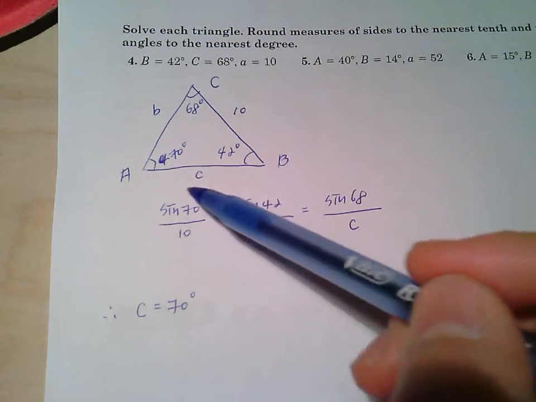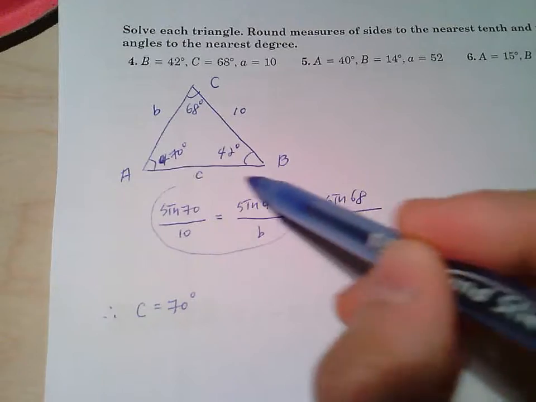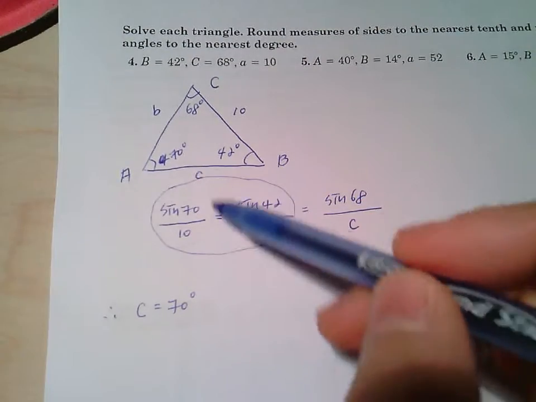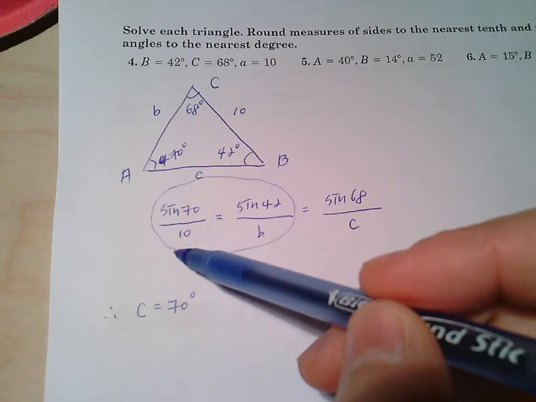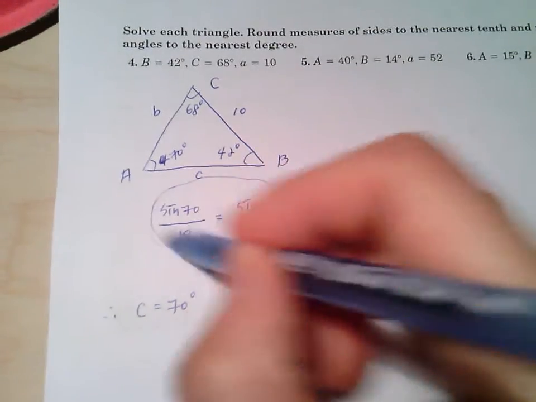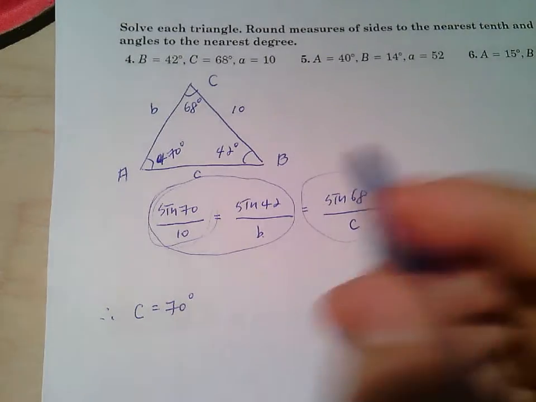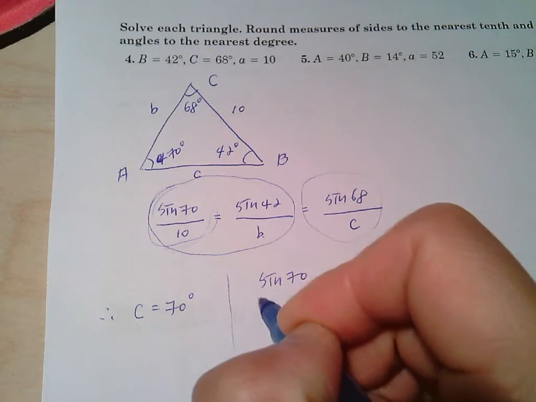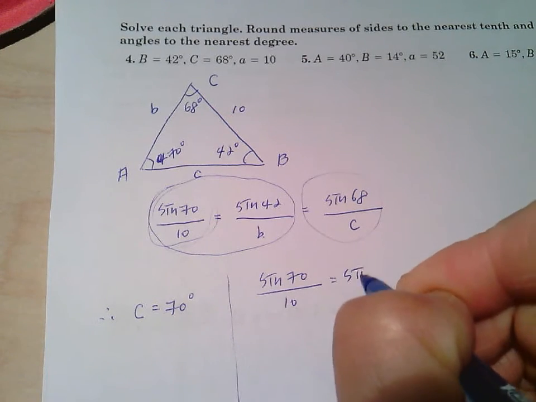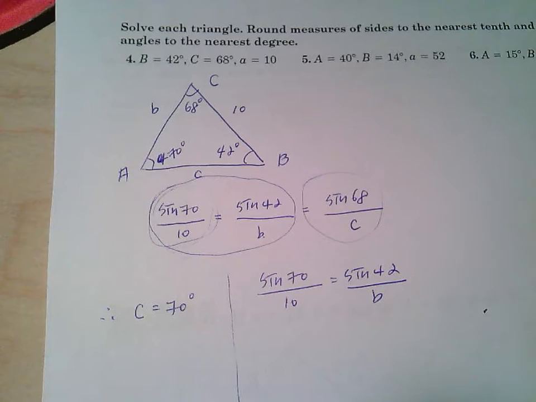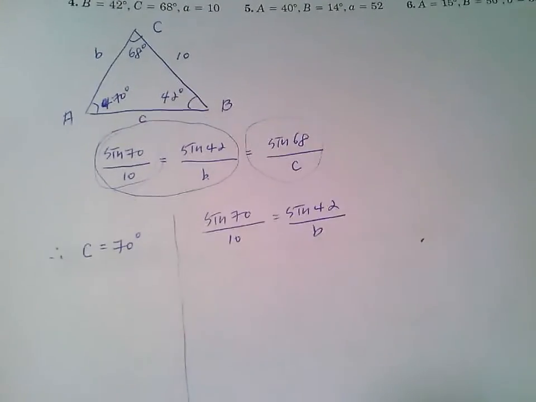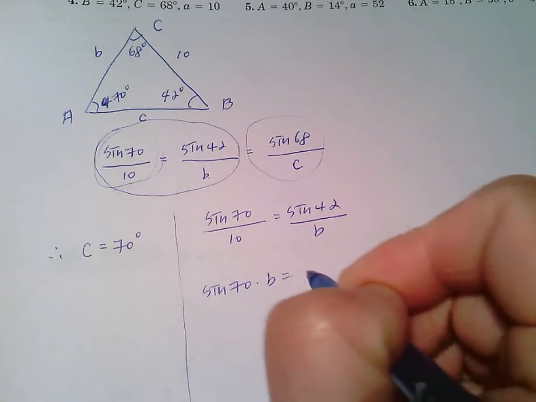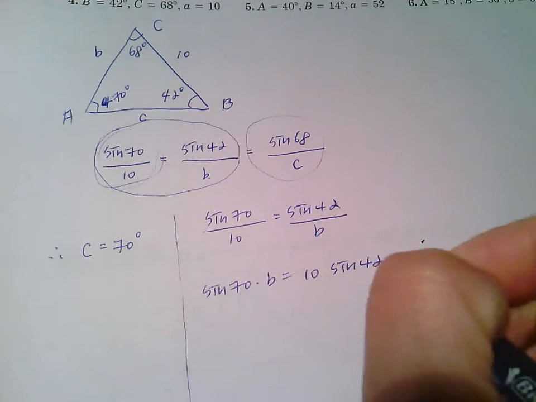Alright? So what we're going to do is make a pair. We're going to make the pair first too, because we know the ratio of sine of A over the length A, right? And then after that, we're going to make these two pairs. So first of all, I'm going to solve the first two ratios. Sine 70 over 10 equals sine 42 over B. What you're going to do is cross multiply. So sine 70 times B equals 10 times the sine of 42.